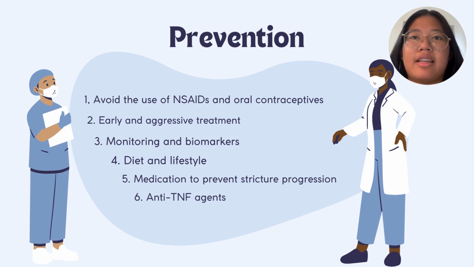Oral contraceptives and NSAIDs usage have been linked to an increased risk of Crohn's disease. According to meta-analysis, taking oral contraceptives raises the chance of developing Crohn's disease and other inflammatory bowel disease. In similar vein, NSAIDs and Crohn's disease exacerbations have been connected.